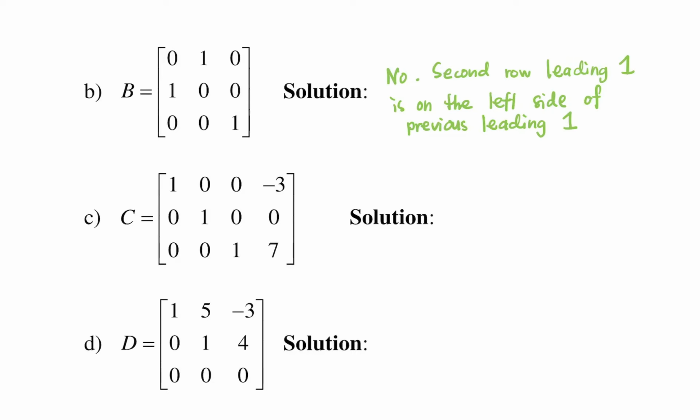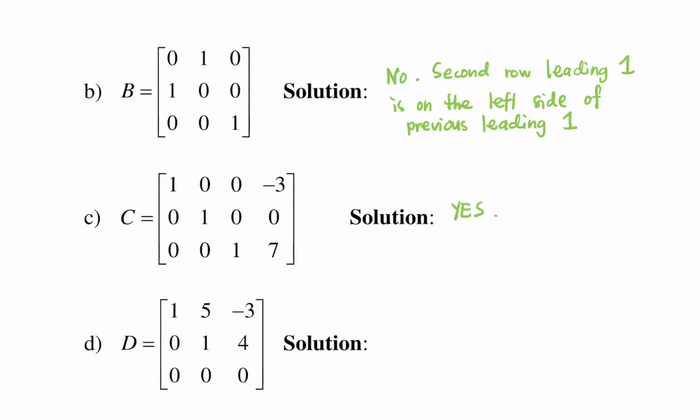We look into the fourth rule. If the column has a leading 1, the entire column will be 0. So first column, we have a leading 1 here, the others are 0. Okay. Second column, we have a leading 1 and the other values here are 0. So it's good so far. And the third column, we have a leading 1 and the other values are 0. So far so good. And the fourth column, there is no leading one, so no problem with that. So our matrix C is in RREF.